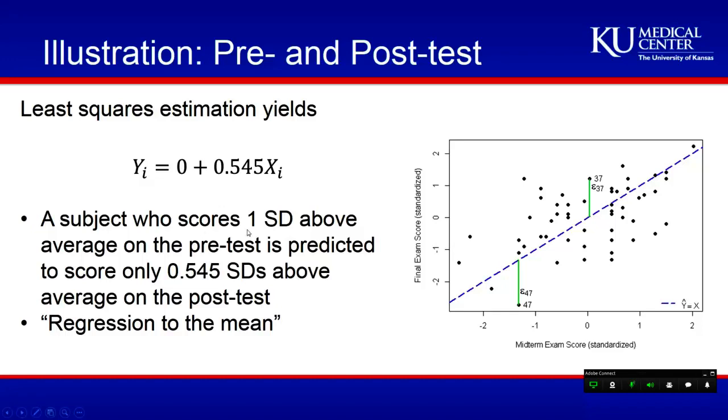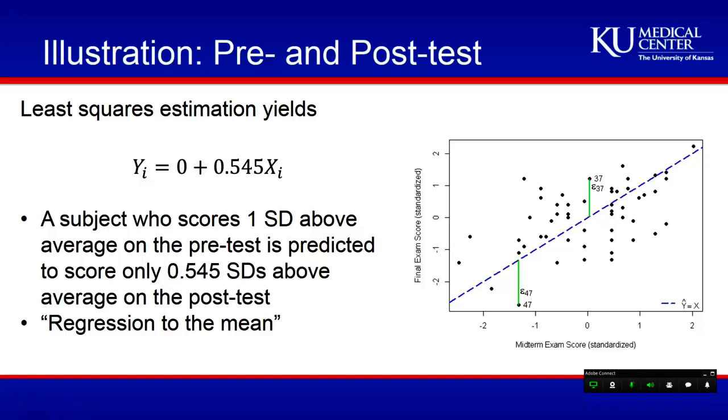One of the interpretations here is that a subject who scores 1 standard deviation above average, so 1 unit in x, on the pretest is predicted to score only 0.545 standard deviations above average on the post-test. So how did I get that value? I just plugged in a value of 1 for x.